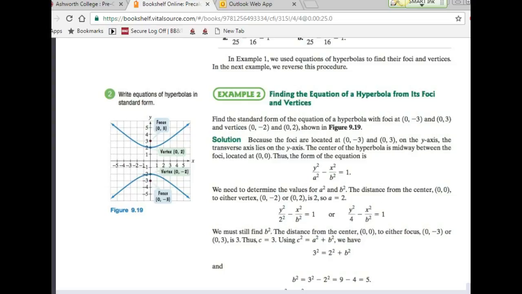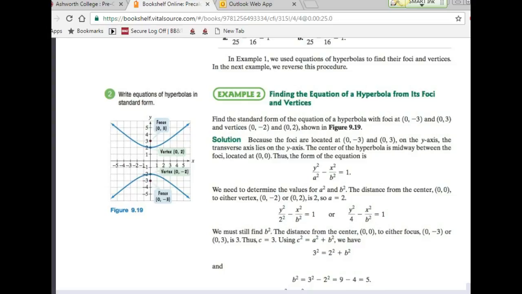Well, I don't know b squared, but I do know c, because c is the distance from the center to a focus, and that distance right there is 3. So I use the equation that I gave you a little earlier that you have to use when you're dealing with hyperbolas: c squared equals a squared plus b squared. If c squared is 3 squared, and a squared we know is 2 squared, we can find out what b squared is. I'm simply going to subtract the 2 squared over to the other side, which is where we're getting this right here: 3 squared minus 2 squared, or 9 minus 4, means that b squared is equal to 5.